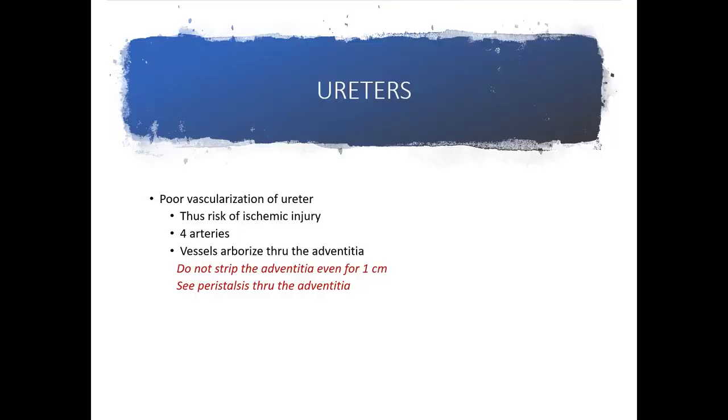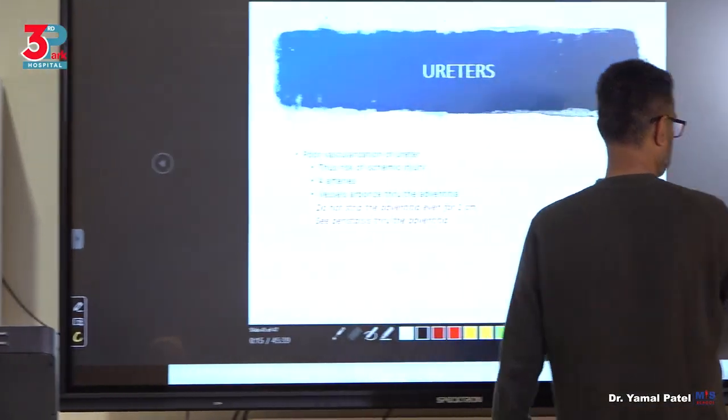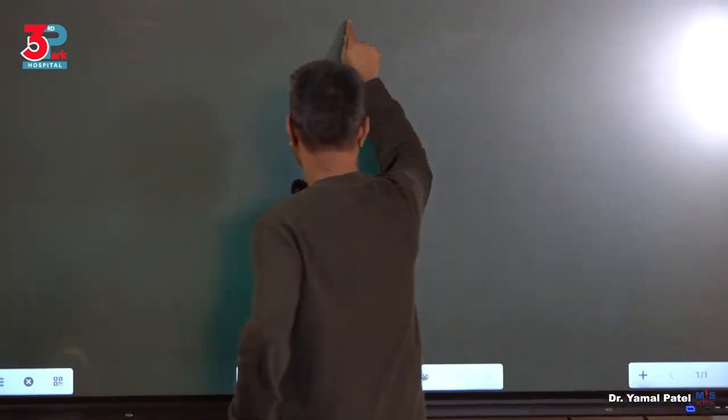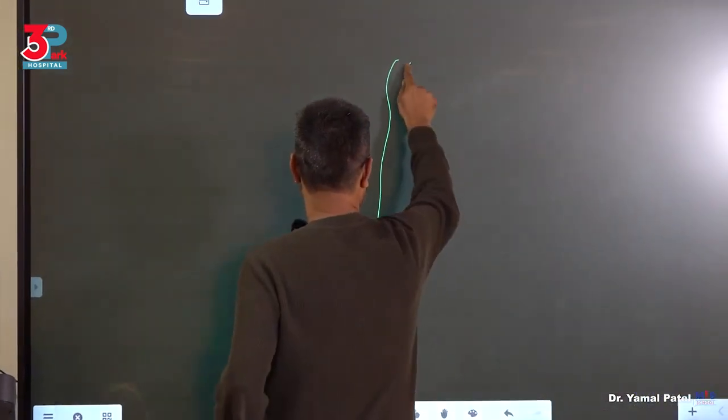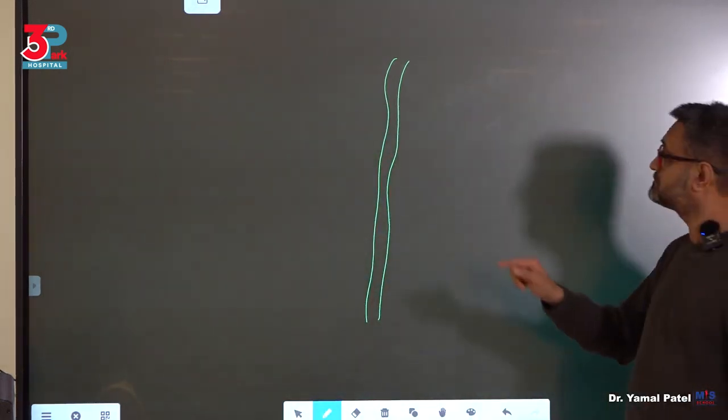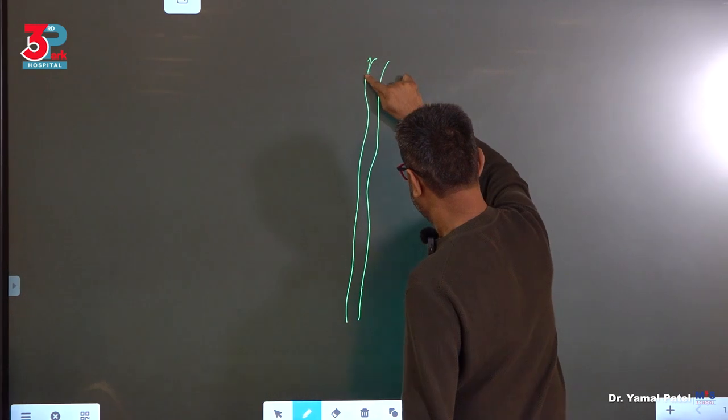Got it? They have a poor vascularization, but they have a very good arborization of vessels over it, in the adventitia. So what do I mean? I mean this. So again, anatomically important. Ureter. Got it? Ureter. Adventitia.